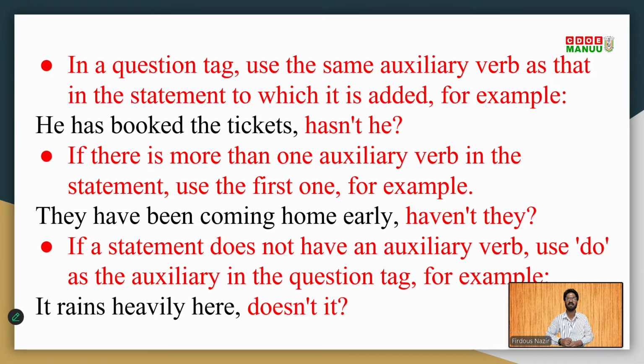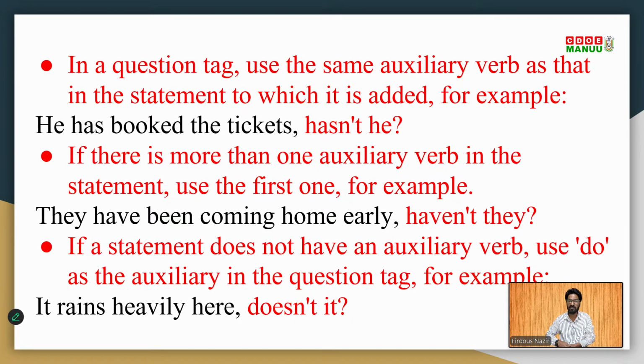which it added, for example. So this is very much important. We are supposed to use the same auxiliary verb in the question tag that is used in the statement. That is the rule. So here in the statement, he has booked the tickets. Here the auxiliary verb is has. So here in the question tag, you are supposed to use has. You're not going to use have. It should align. That's the rule.